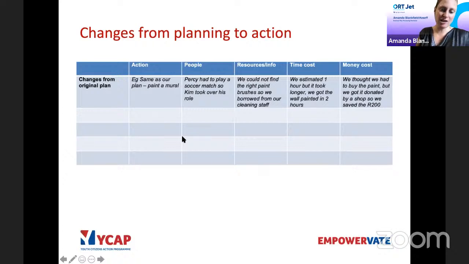And then changes from the plan to action. So maybe the plan was you're going to do it a certain way and it didn't work out. So what did you do that was different? Was there a different time cost? Was there a different money cost? Maybe you underestimated how much it was going to be and it was way over budget, or maybe it was under budget, or maybe it cost you much more time. So you talk about that, because people understand that planning doesn't always work out exactly as you planned. Life happens, but be aware of what the changes are and let people know about it so that it's transparent and that everyone knows why it was like that. It's not anyone's fault. That was just life.